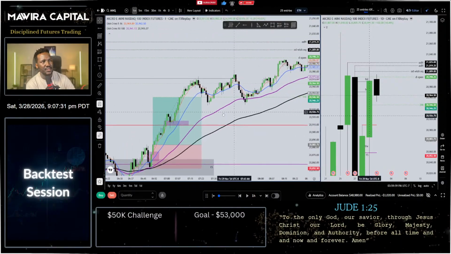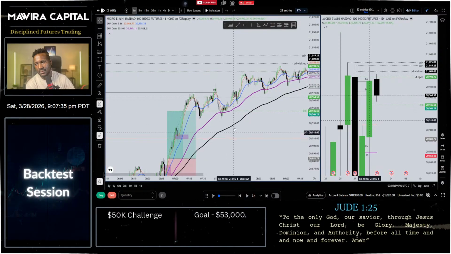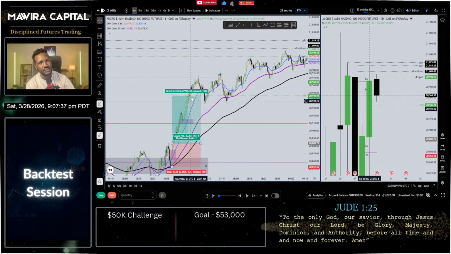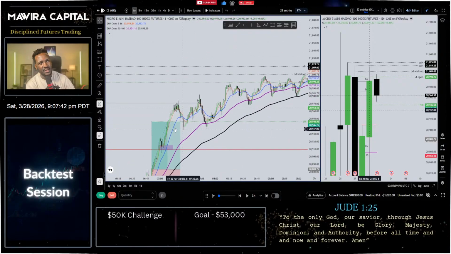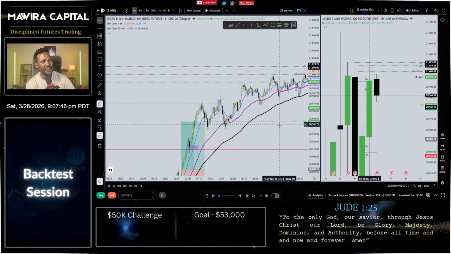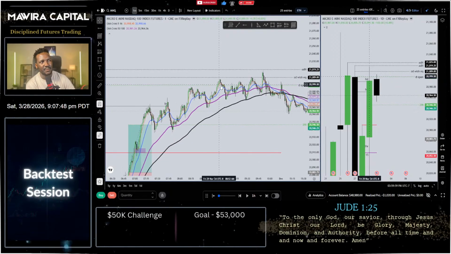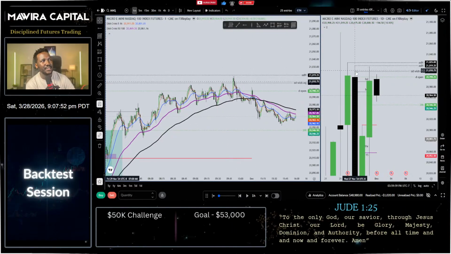So 2R, and then took out the full position, whatever was 4 contracts. Took out three contracts right there, and then took the final one at this old daily open price right there. And you can see the reaction around that open price, right?